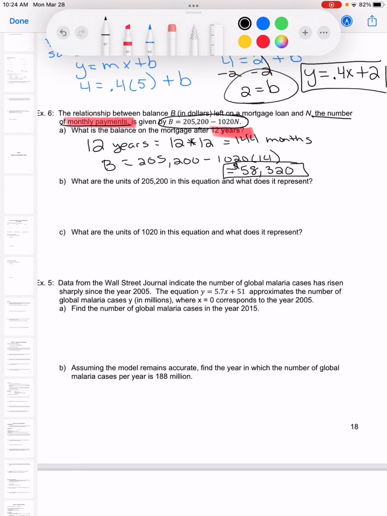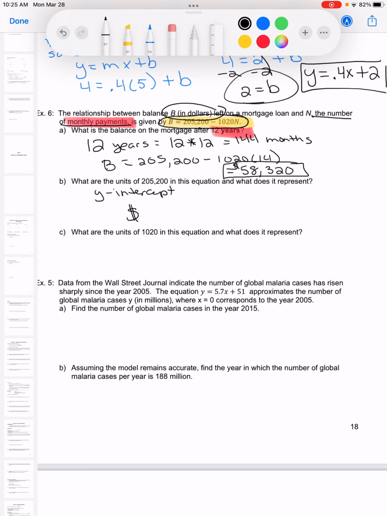B and C are a little bit more thinking questions instead of plugging in. We want to know the units for the two numbers in our original equation. So way back up at the top, that 205,200 is the y-intercept. The y-intercept is the number that does not have a variable with it. It's the b value in this case, because we have the letter b instead of y. It is just dollars. The units for this is dollars.